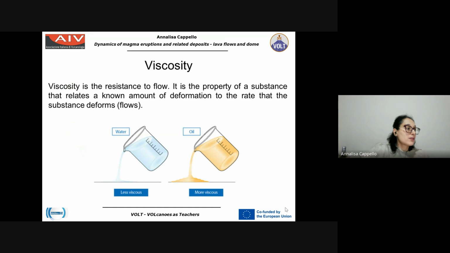So, viscosity. Viscosity is the resistance to flow, so it is the opposite of fluidity. It's a property of a substance that relates a known amount of deformation, for example, a shearing force, to the rate at which the substance deforms or flows. Namely, it describes how fast something flows for any given amount of shearing.